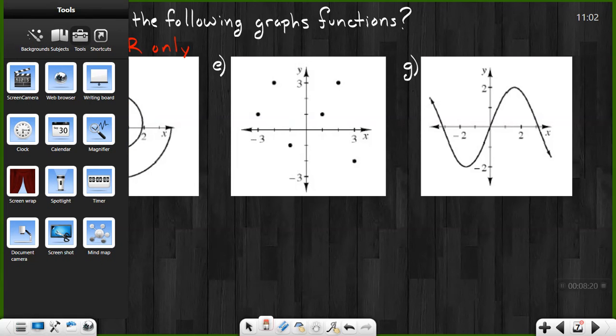Now the easiest way to go about this is to actually take a vertical line and just move yourself across the graph. I'm going to use a little tool here. I'm going to use my spotlight tool. I'm going to change this. And I'm just going to use the edge of the spotlight. All right, I'm using the edge of the spotlight to go across my graph.